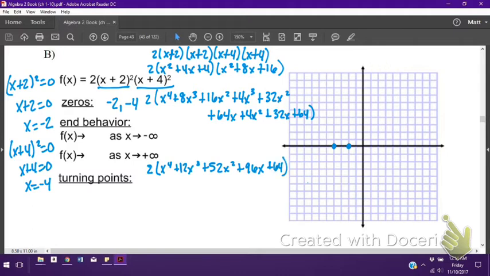So there's my long binomial, right? What am I going to use it for? Really nothing. But I need to multiply the 2, so I get 2x to the 4th plus 24x cubed. Can't forget multiplying by that 2, plus 104x squared plus 192x plus 128.